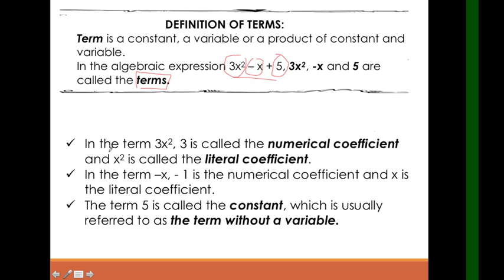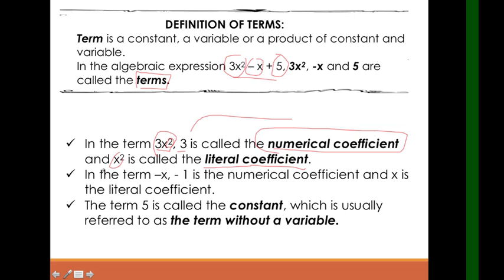Okay. In the term of 3x squared, yung 3 daw is called a numerical coefficient. So, numerical coefficient ang tawag doon sa number 3. Yung x squared naman ng 3x squared, ang tawag doon ay literal coefficient. At yung 2, yun yung tinatawag nating exponent.